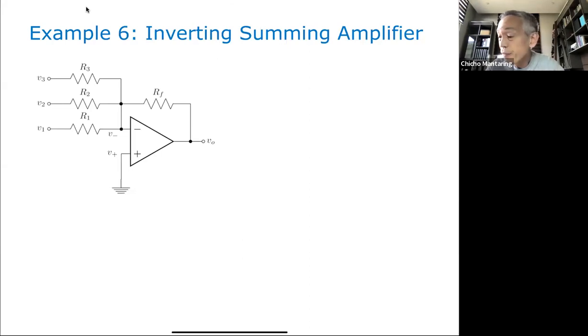Okay. So again, we see here that first there is negative feedback. Part of the output is fed back to the inverting input. Then we also see that V plus is equal to V minus, which is equal to 0 because your V plus is connected to ground. Then applying KCL at V minus, KCL at this point.